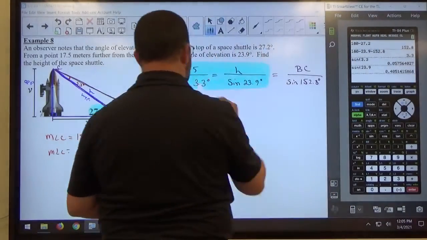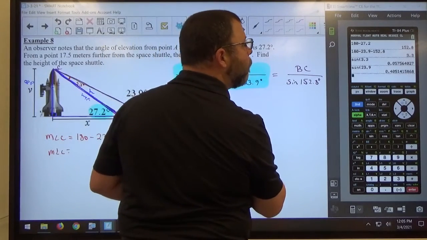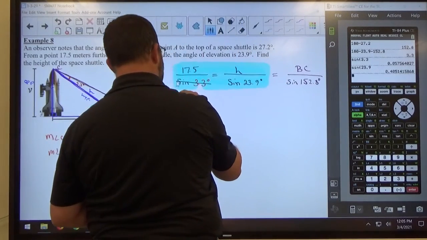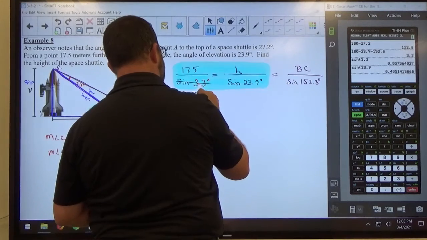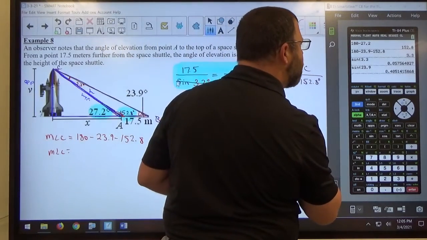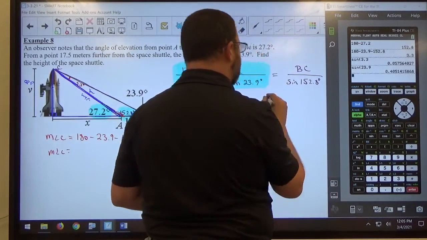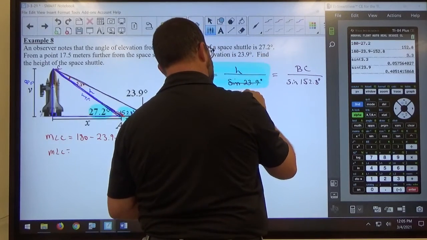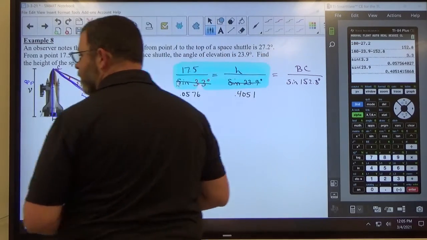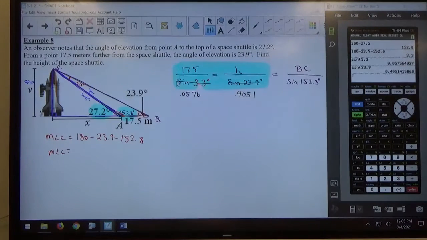I'm going to replace sine of 3.3 with 0.0576, and I'm going to replace sine of 23.9 with 0.4051. And there really is no reason anybody should know the sine of 3.3 or sine of 23.9. So again, use your calculator to calculate stuff, but then record it on your paper so you have your work all there to look at, to follow the process.